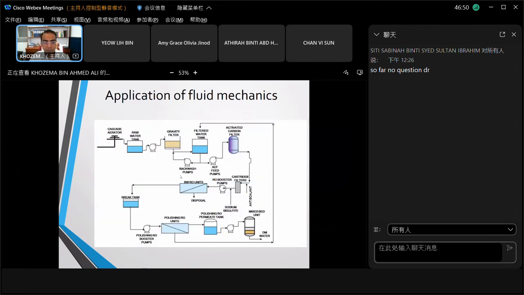Again, here is a second type of treatment plant that you have, right? You have a raw water tank, gravity filter, filter water tank, antibiotic equipment, all these things. And if you see here, there are a few symbols here, right?